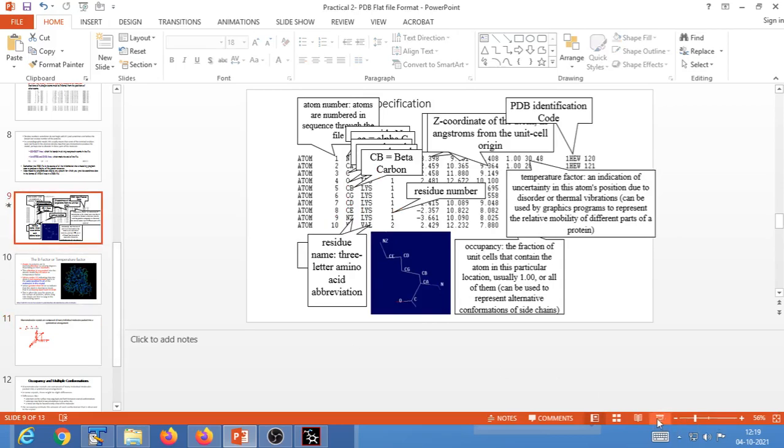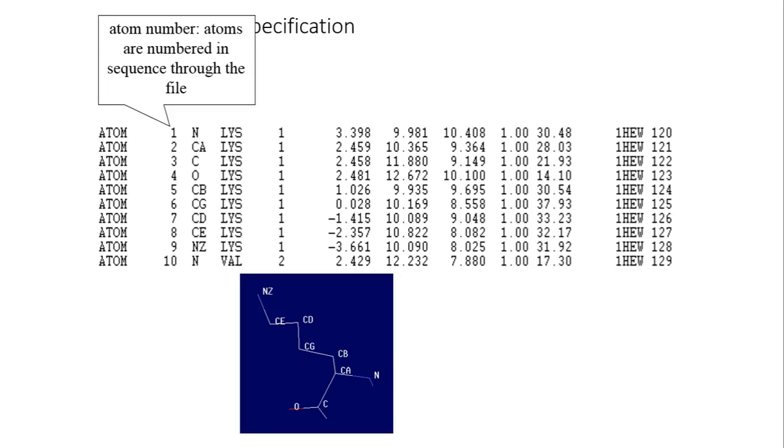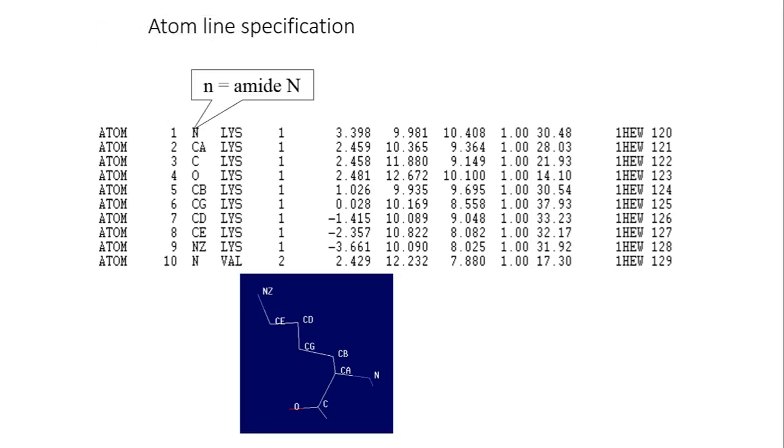protein PowerPoint presentation. So this is what it is. In a nutshell, this is what we have discussed. Okay, so this is the atom number. These are the names of the atoms. This is C alpha carbon atom, C beta carbon atom, and so on and so forth.